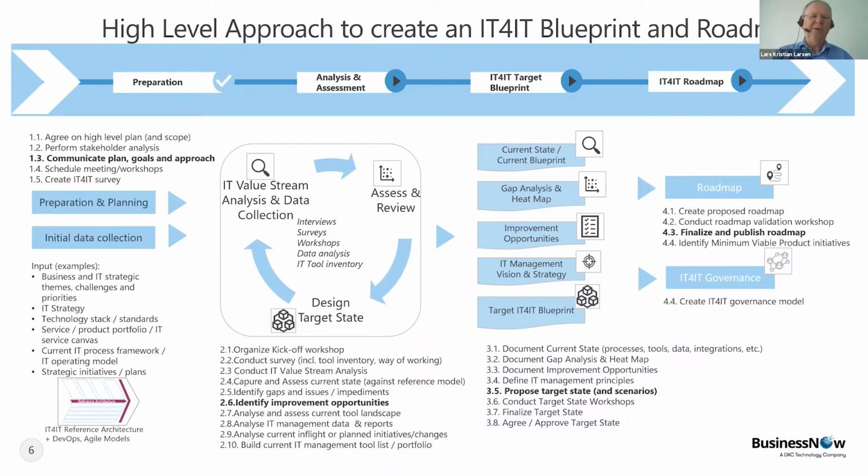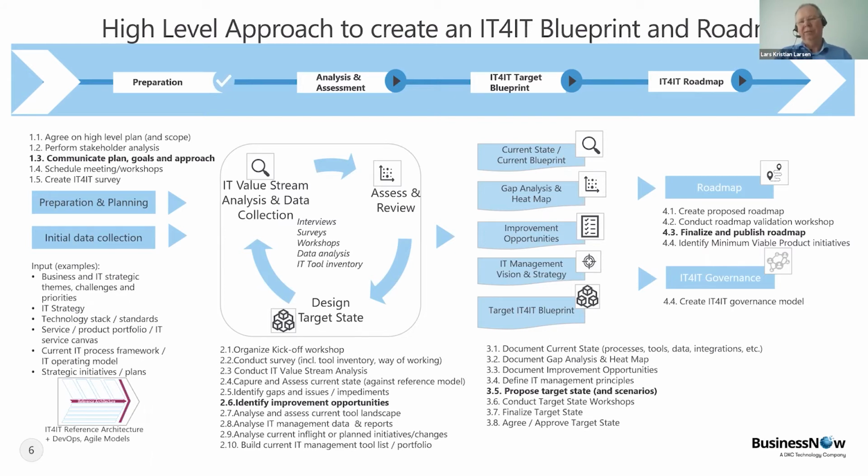So you evaluate and analyze the value stream, you assess and review, and you design the target state. Where do we want to go from this? So the IT4IT target blueprint will then look at the current state, the gap analysis, the improvement opportunities, the IT management vision and status, and then put in the target IT blueprint. What are the functions, the data flow, and the processes that we need to make better? So we need to propose some target states and scenarios. What do we want to put in?